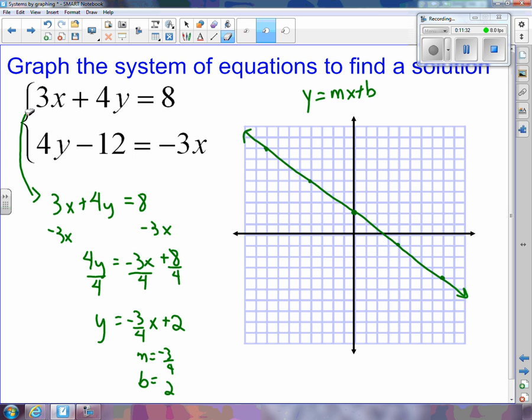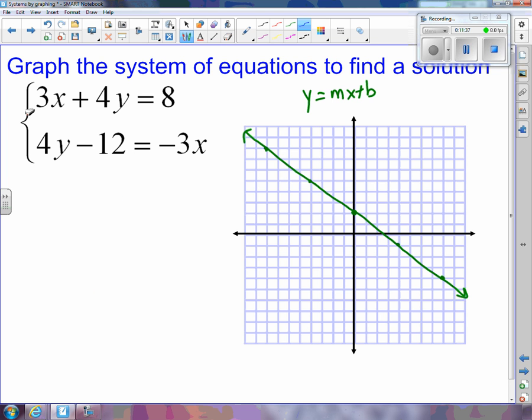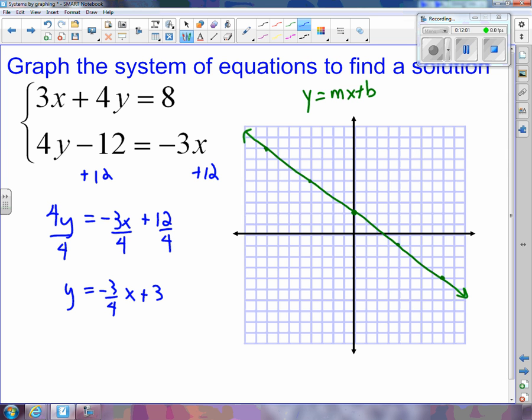Now let's do the same thing with the second equation. Here, to get the y alone, first I'm going to add 12 to both sides. I end up with 4y equals negative 3x plus 12. And I'm going to divide each piece by 4 and get y equals negative 3/4 x plus 3. So here, my slope is negative 3/4, and my y-intercept is 3.